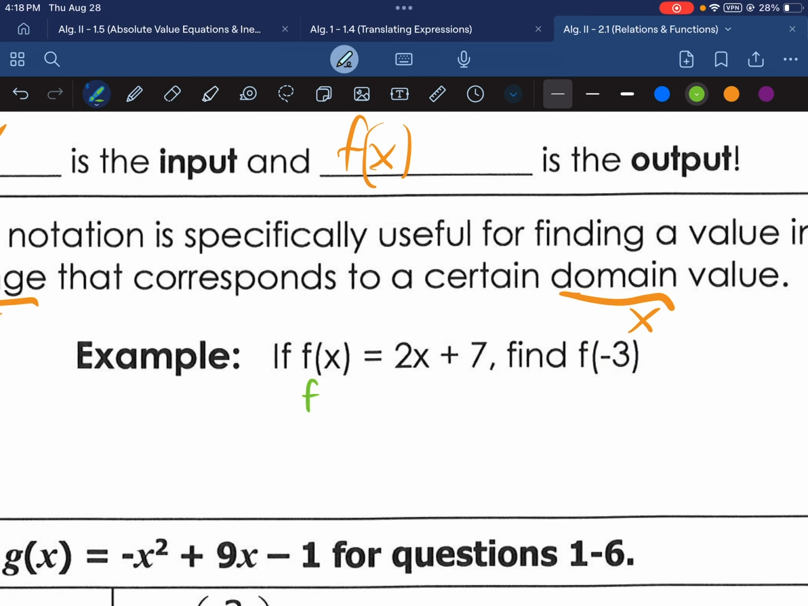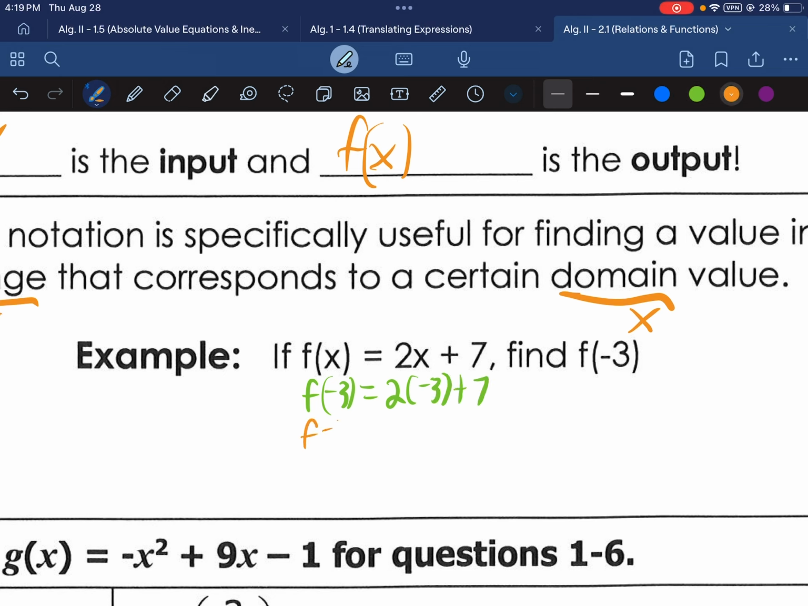So what happens is we rewrite this left side as f of negative 3. Then on the right side, everything stays the same except we replace or substitute x with negative 3. And so because x is multiplying with 2, negative 3 will do the same.